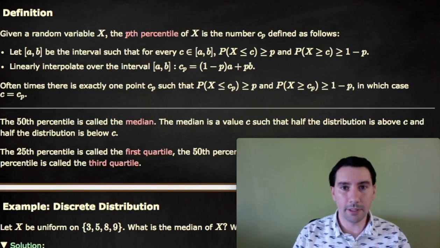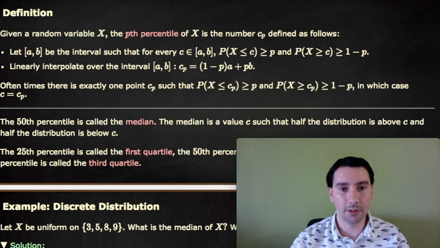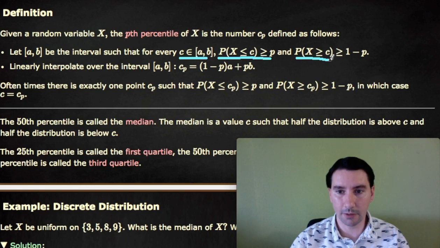Given a random variable x, the pth percentile of x is the number Cp defined as follows. Let AB be an interval such that for every point C in AB, the probability x is less than or equal to C is bigger than or equal to P, and the probability that x is bigger than or equal to C is bigger than or equal to 1 minus P. Then linearly interpolate over the interval AB.